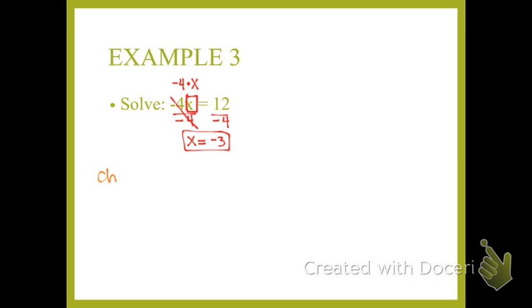Don't forget to do a quick check by going back to the original problem, and rather than negative 4x equals 12, replacing the x with the negative 3, and check to see that that is a true equation, which it is, which means our answer is correct.